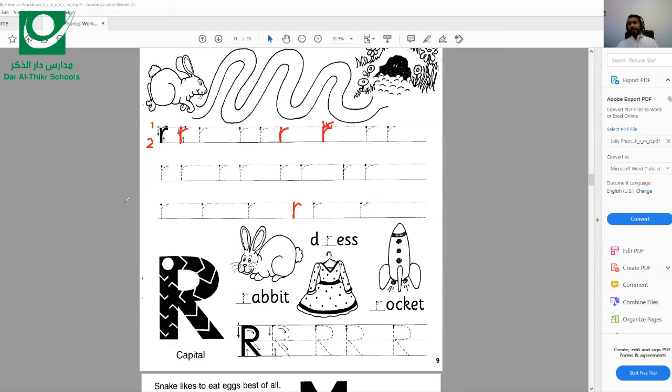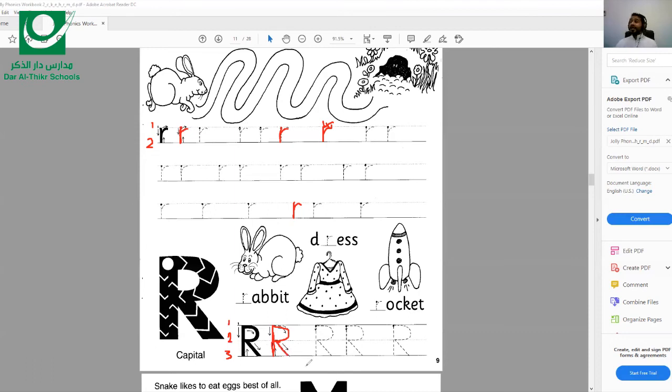Now, how about the capital R? The capital R has 3 lines. Let's write the numbers here. We have line number 1, 2, and 3. We will do the same. From line number 1, we will go down all the way to line number 3. And on the same line, we will go up again to line number 1 and make a semicircle to line number 2. And then it looks like letter P. And then we make another line to line number 3. This is the capital R.